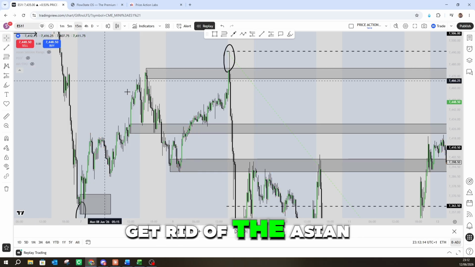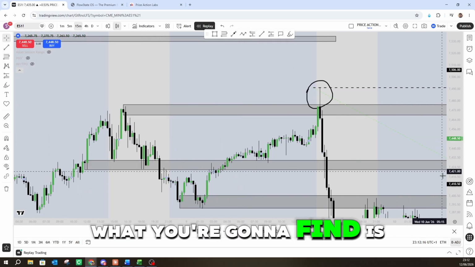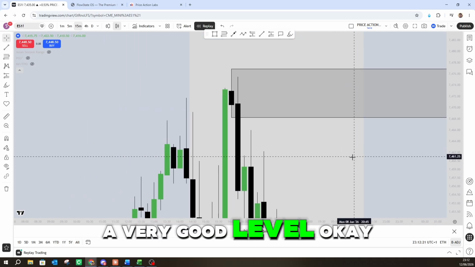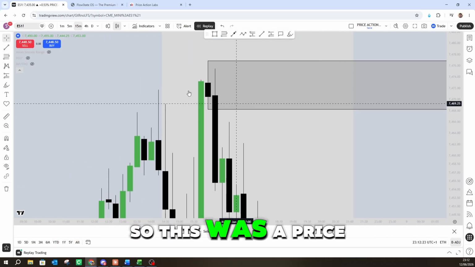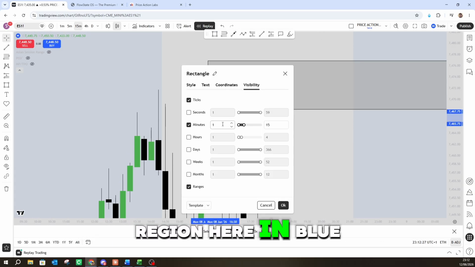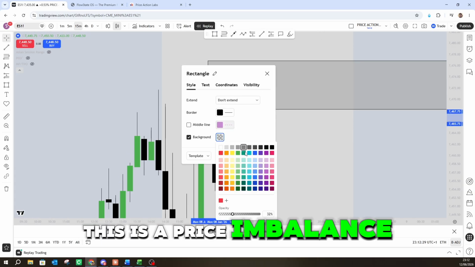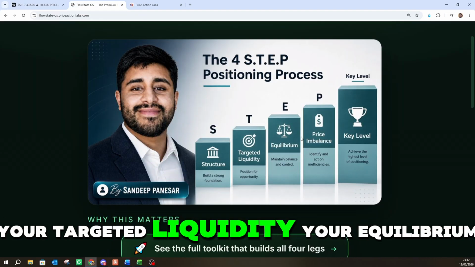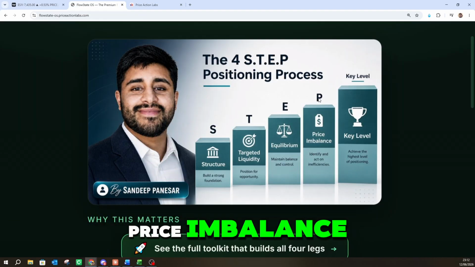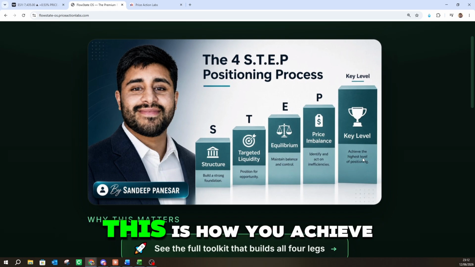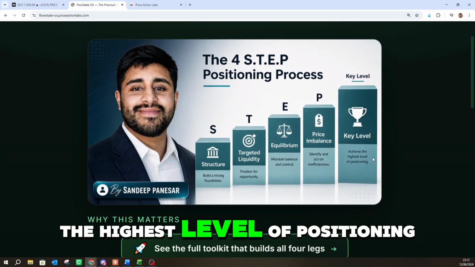So if we get rid of the Asian range, what you're going to find is this. When you're choosing levels, this is an example of a very good level. So this was a price imbalance over here. This region here in blue, this is a price imbalance. Once you've got your structure, your targeted liquidity, your equilibrium, then you move on to price imbalance, and the price imbalance gives you your key level. This is how you achieve the highest level of positioning.